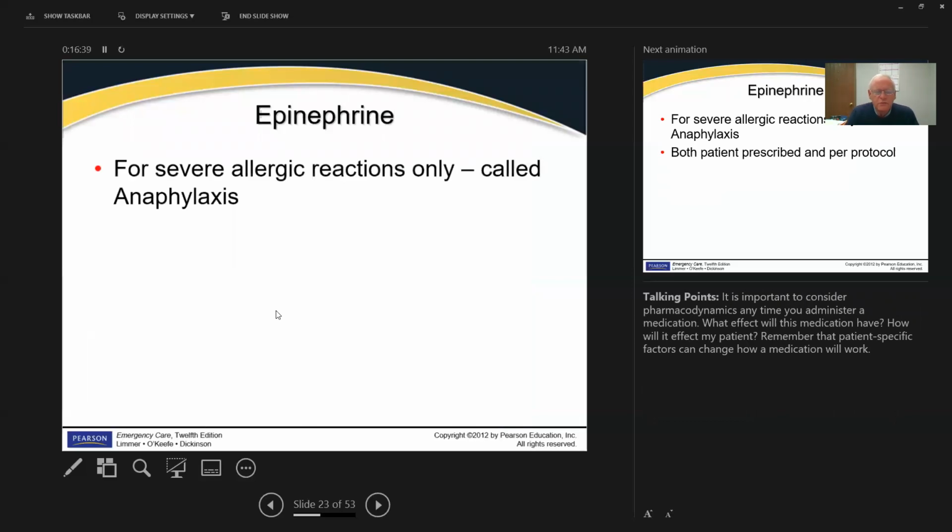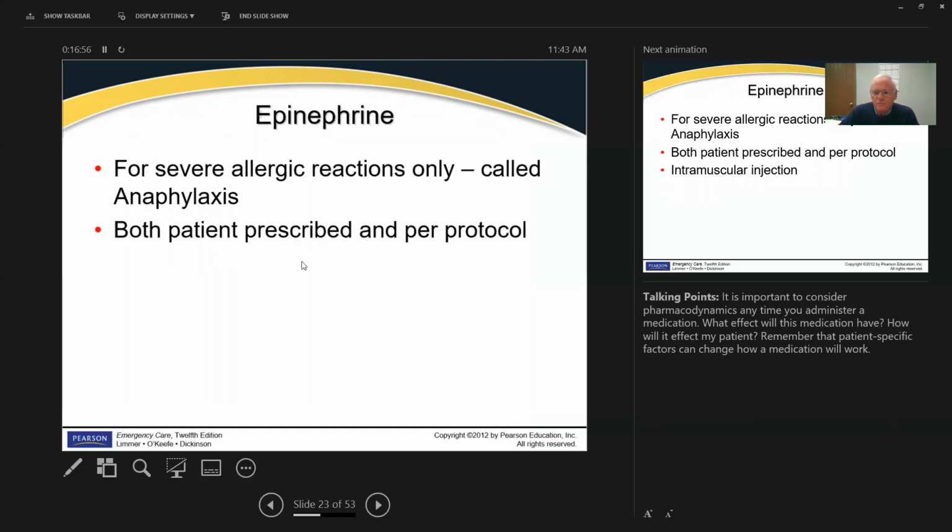So we do this for severe allergic reactions, and those severe allergic reactions are called anaphylaxis. We don't do it for normal allergic reactions. It's overkill. We only do it when it gets to the point where it's potentially life-threatening, which we call anaphylaxis. We can carry these on the ambulance, okay? So it could be a patient's prescribed EpiPen, Epi auto-injector, or it could be one that you carry on your ambulance. It's an intramuscular injection, okay? So we're going to inject it into a muscle, and we want to inject it into a pretty decent-sized muscle in most cases.